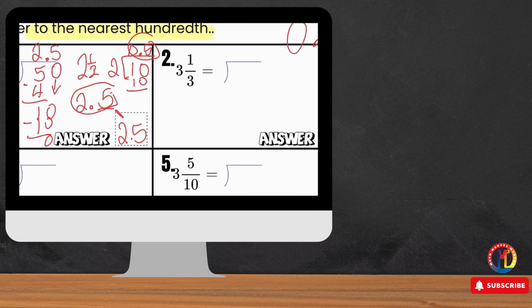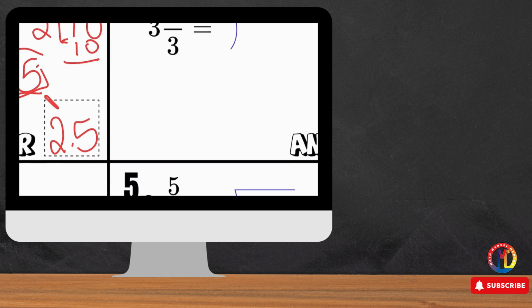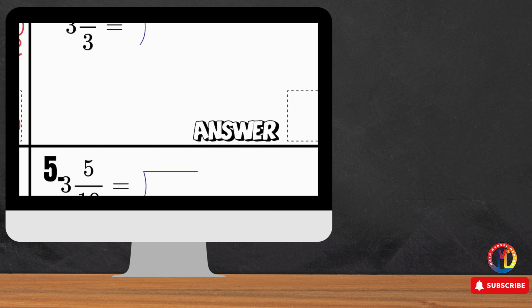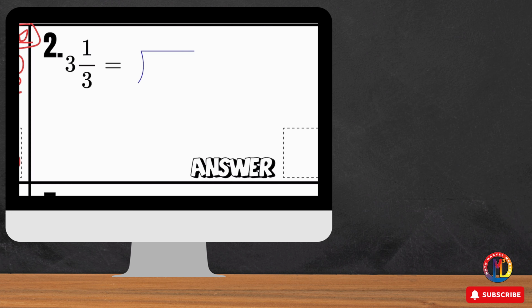Go ahead and try number 2, 3 1/3. So you can convert it to an improper fraction first, or you can write your answer knowing that the first whole number is 3 and find the decimal value for 1/3. There are two different ways you could have solved this.